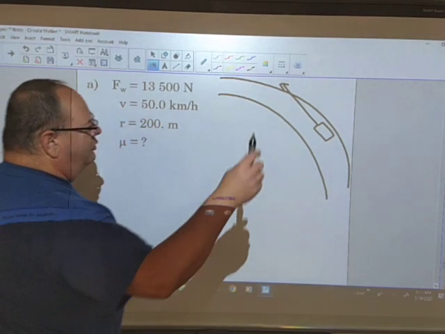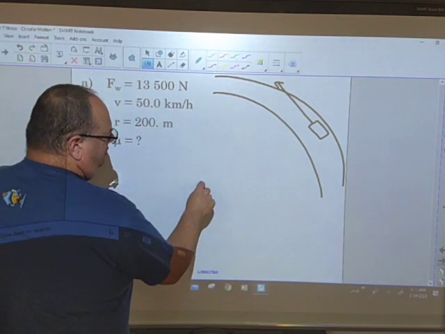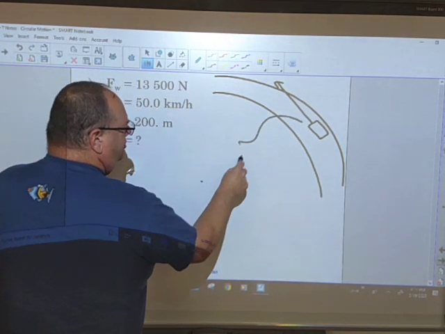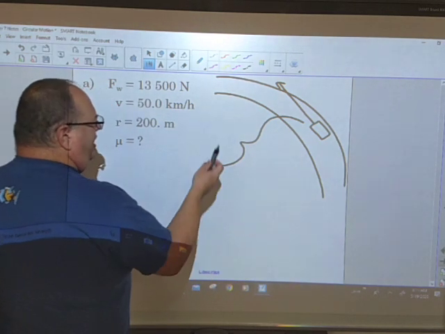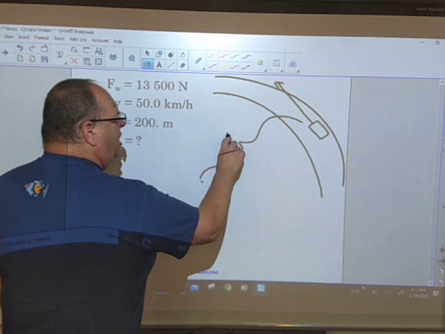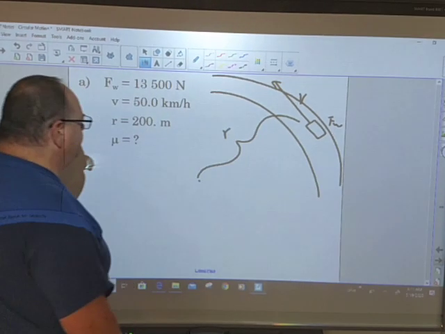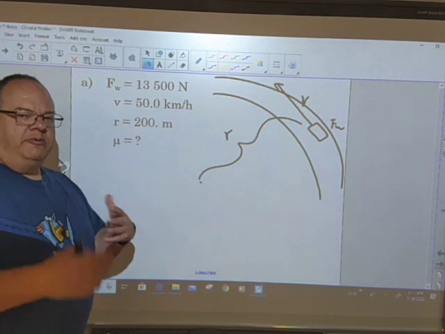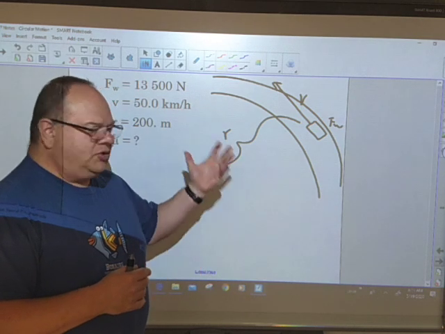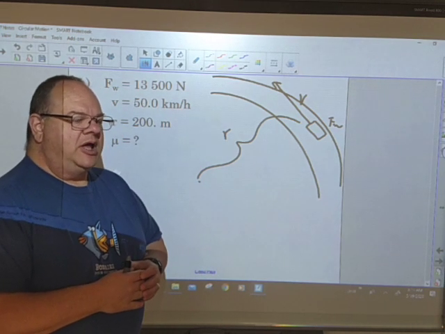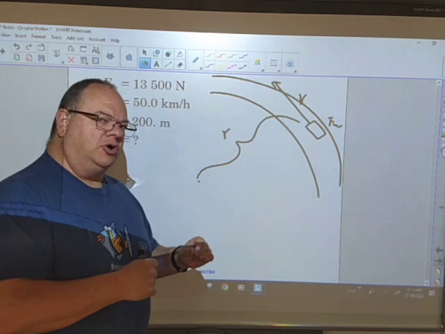We've got a velocity, the weight of the car pushing against the road, and the radius. This curve is part of a circle, and we know the radius is 200 meters. So we've got R, we've got V, we've got FW. Looking for mu. Well, how do we relate friction in this? The reason this problem comes in this chapter on circular motion is that there are lots of forces that can cause things to move in a circle.